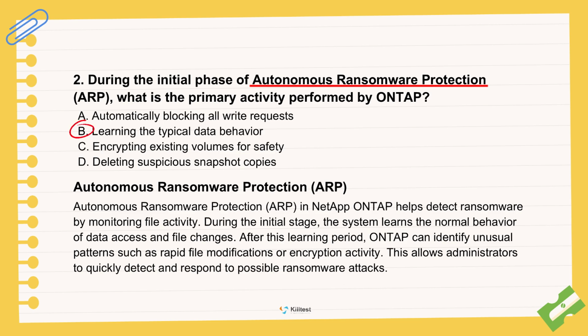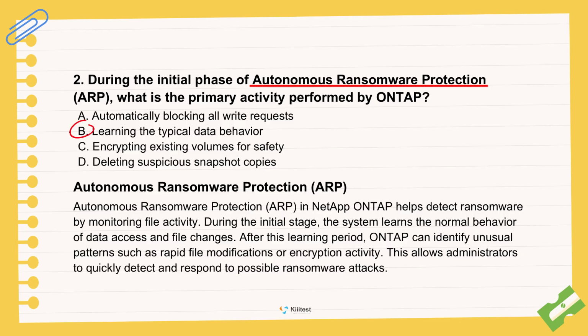Okay, fair point. What about deleting suspicious snapshot copies? That's another reaction some might think is smart. But snapshots are the safety net. They are the ultimate recovery tool. Deleting your own snapshots is exactly what the ransomware attacker is trying to do to prevent you from restoring your data. So ONTAP doesn't do any of those things.